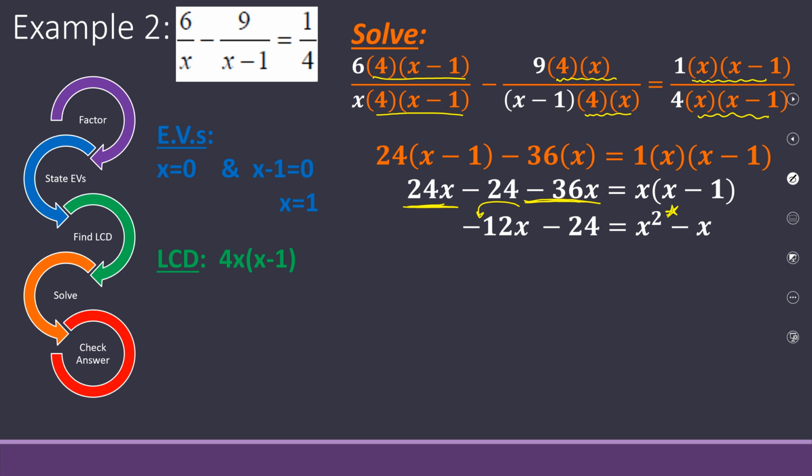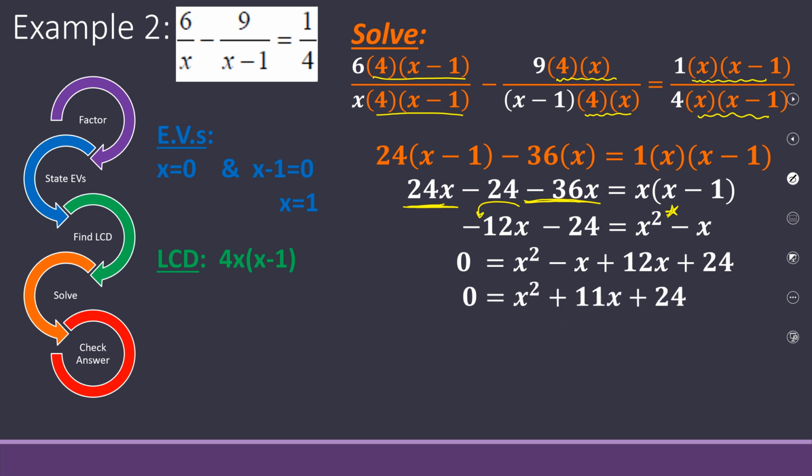Excuse that. All right, so when we set this equal to 0, we're going to add a 12x and add 24 to both sides of the equation. And then we'll combine our like terms to get x squared plus 11x plus 24. Now we have to factor. So we didn't have to do it at the beginning, but now we have to factor this quadratic trinomial.